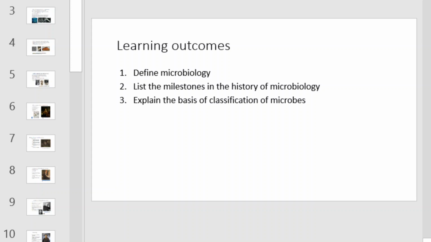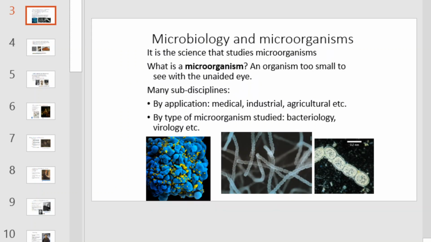Learning outcomes for this chapter include being able to define microbiology, list the milestones in the history of microbiology, and explain the basis of classification of microbes. We begin today by exploring just what microbiology actually is all about. Microbiology is the science that studies microorganisms.